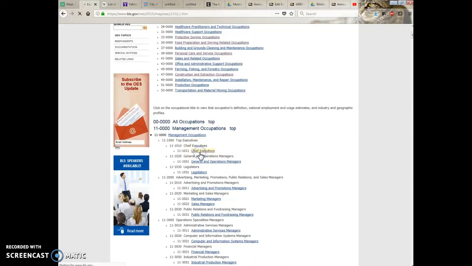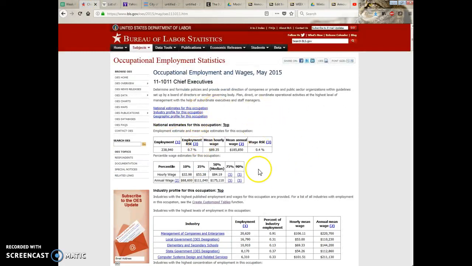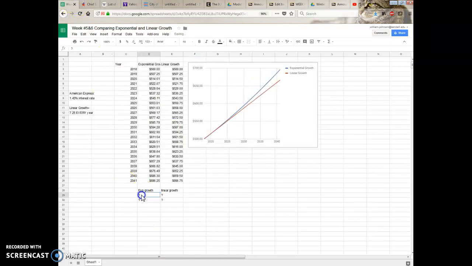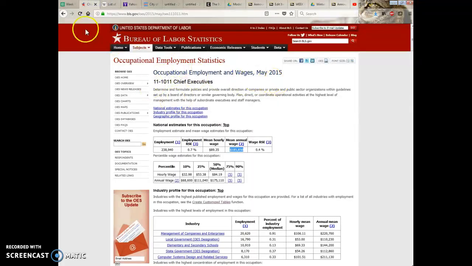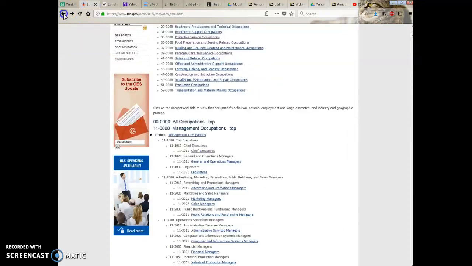For simplicity, I'm clicking chief executives. So the bigwigs, right here. Lots more information, but mean annual wage. Here you go. You can find the average salary. Average salary for a chief executive, $185,850. Must be nice, right? And that I can start off there. $185,850. And remember, it's the same between the 2 right there for the starting year. Oh, and by the way, what year am I in? I think that's 2015. Yes, 2015.